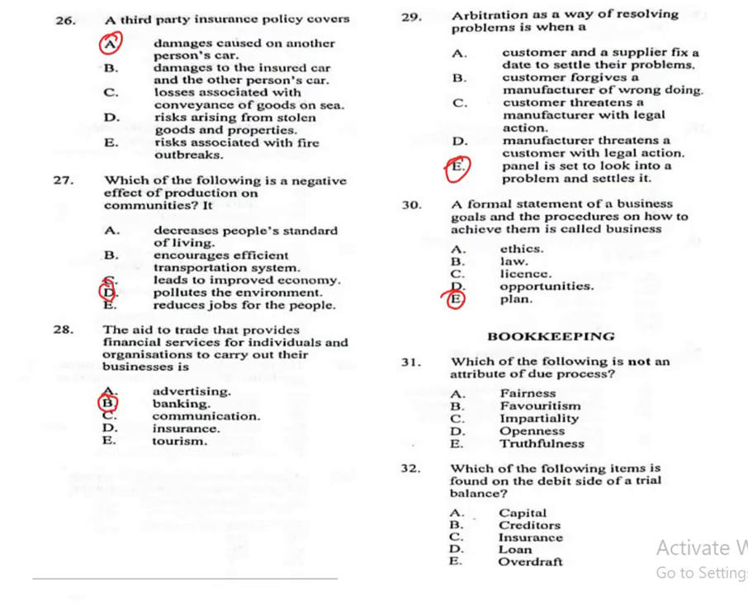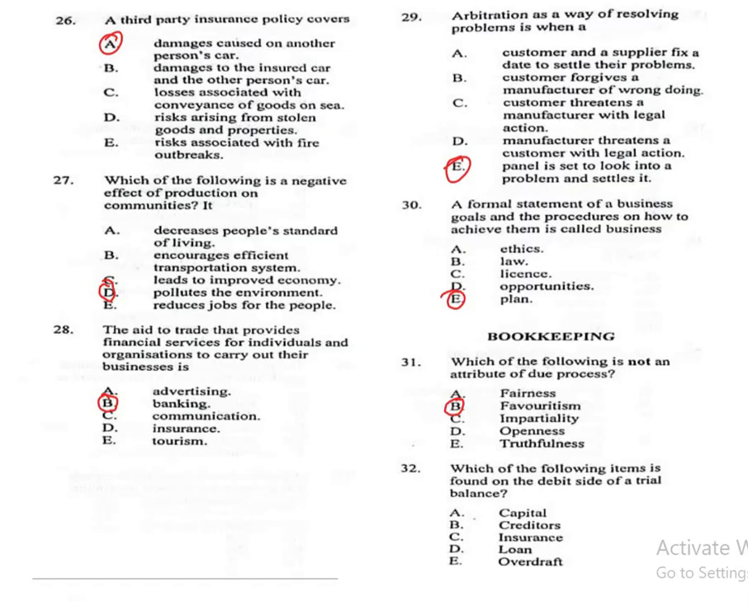Question 31. Which of the following is not an attribute of due process? A. Fairness. B. Favoritism. C. Impartiality. D. Openness. E. Truthfulness. The correct answer is B. Favoritism.